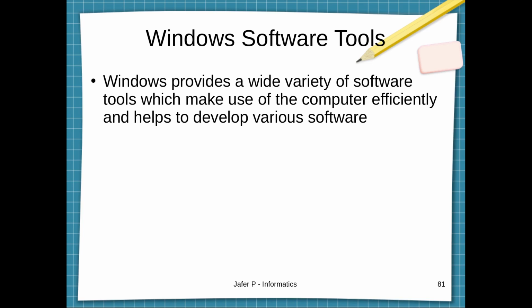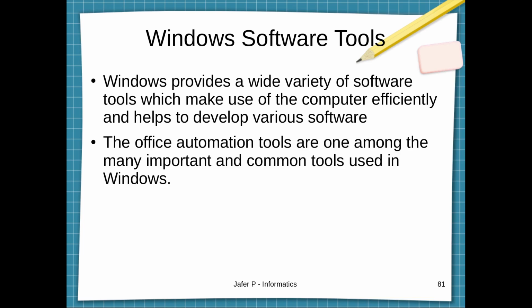Windows provides a wide variety of software tools which make use of the computer efficiently and help to develop various software. In the Windows operating system, there are wide varieties of software tools which can be used for many purposes. The office automation tools are one among the many important and common tools used in Windows.